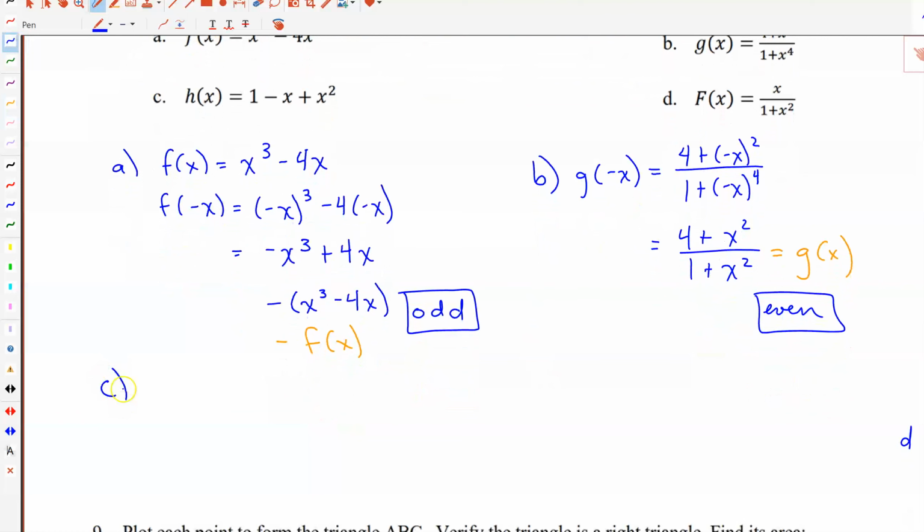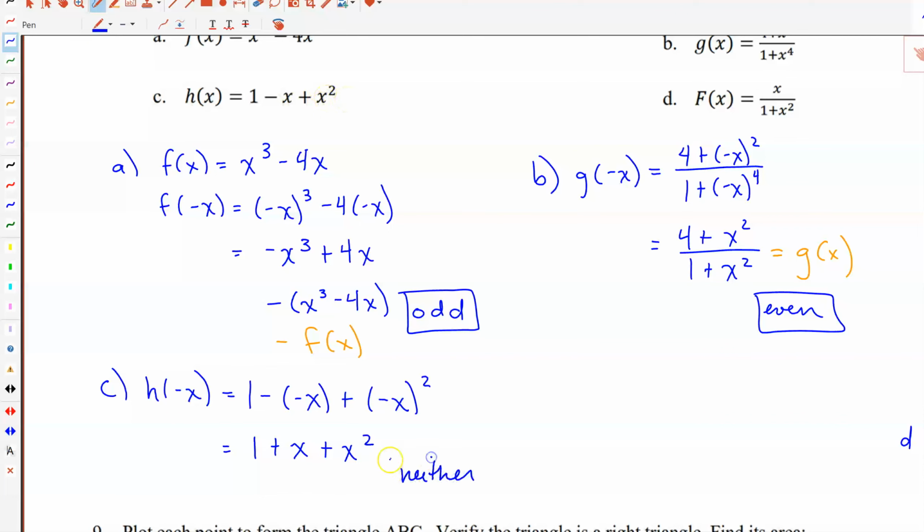For function C, h of x is 1 minus x plus x squared. Let's substitute in negative x everywhere I see an x. I get 1 plus x plus x squared. Comparing this to my original, I obviously didn't end up with the same thing, and I didn't end up with a sign switch all the way through. So this would be neither. It's not odd and it's not even.